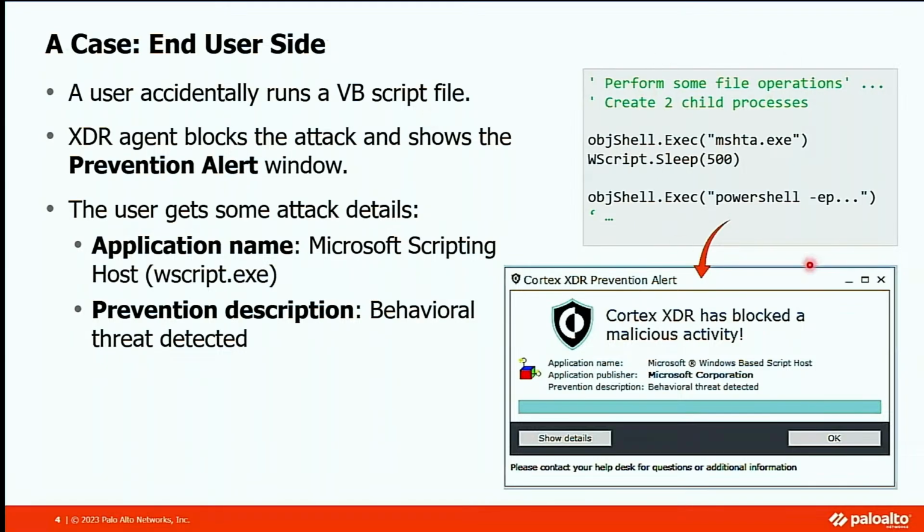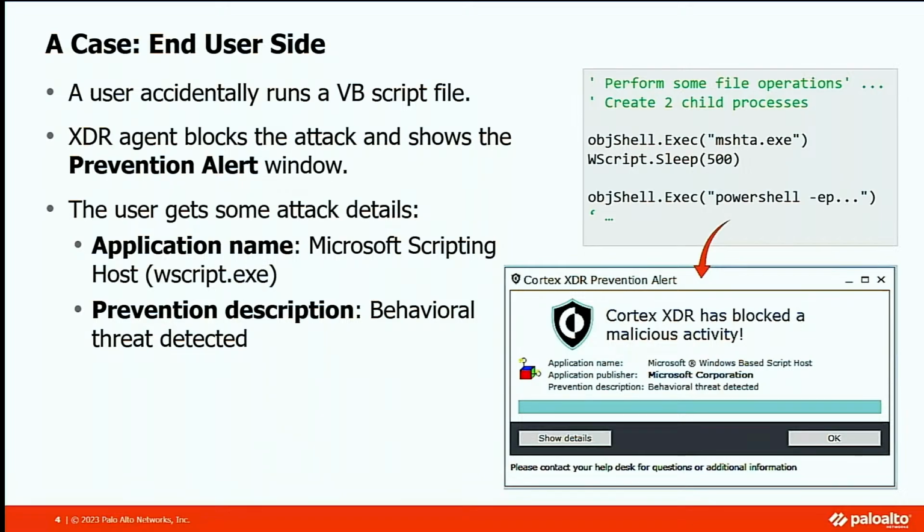And we can look at the script file if you want to, the script that we actually do run, but it will perform some file operations we're not showing you, and then create two child processes. It's going to start mshta.exe, wait for half a second, then start PowerShell with a command line option we haven't seen. And when the user runs that script, they see a prevention alert pop up.